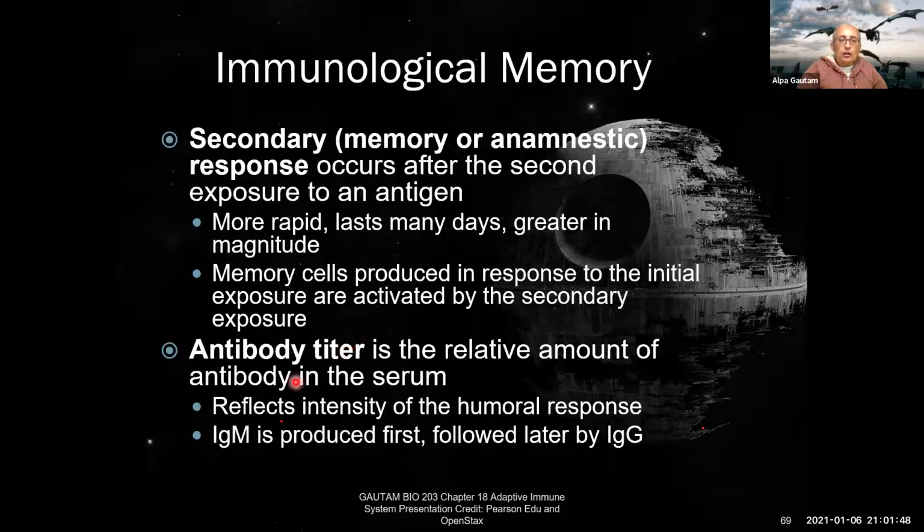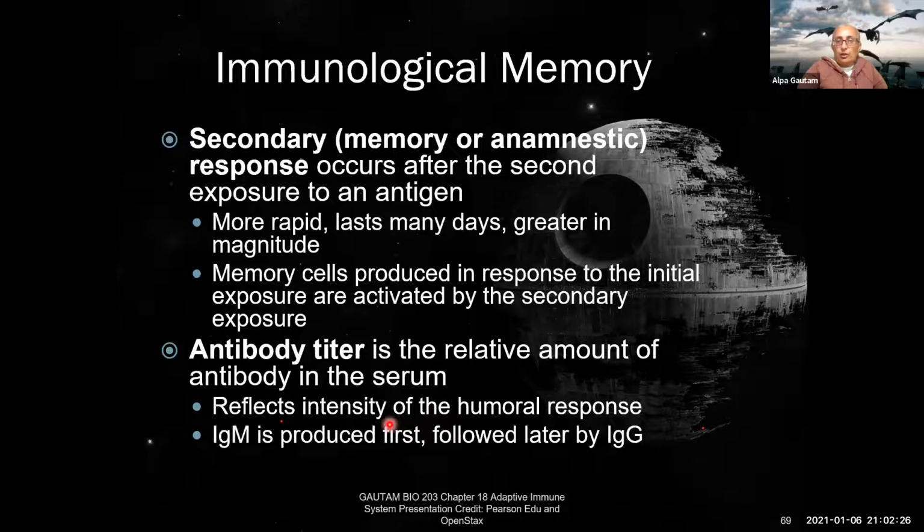We can check to see if somebody was exposed to a certain type of antigen by performing an antibody titer. So this is just looking at the amount of that specific antibody that's present, right? So it can show you the intensity of that humoral response. It can tell you how badly you were infected, or what the magnitude of that infection was, right? Because the more antibodies you have, the more pathogenic particles you had.